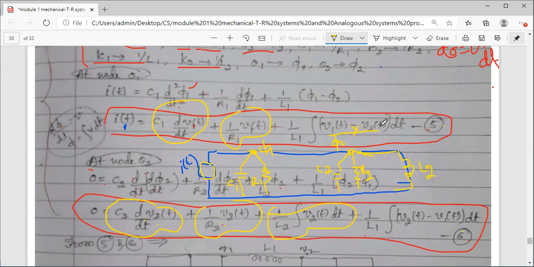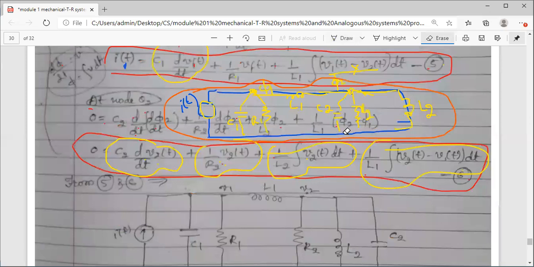Now coming to the shared element, 1 by L2, sorry, 1 by L1, which is a shared element between two nodes. So here in between the two nodes, I will connect inductor L1. This, what I am encircling in orange color, will give you the equivalent electrical network, torque current.